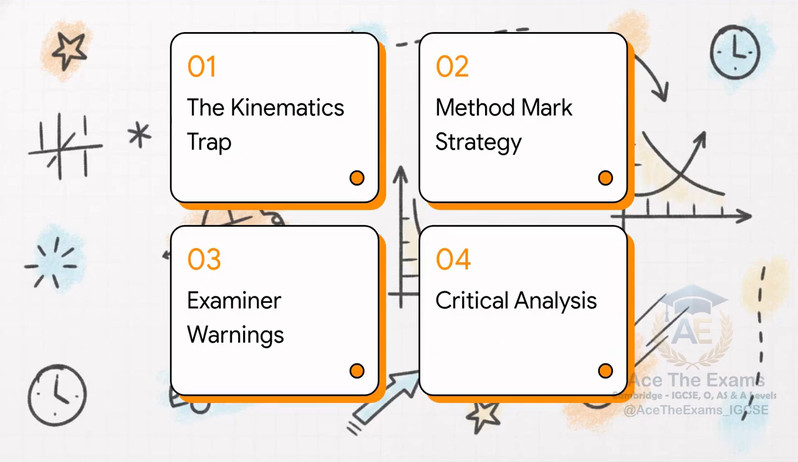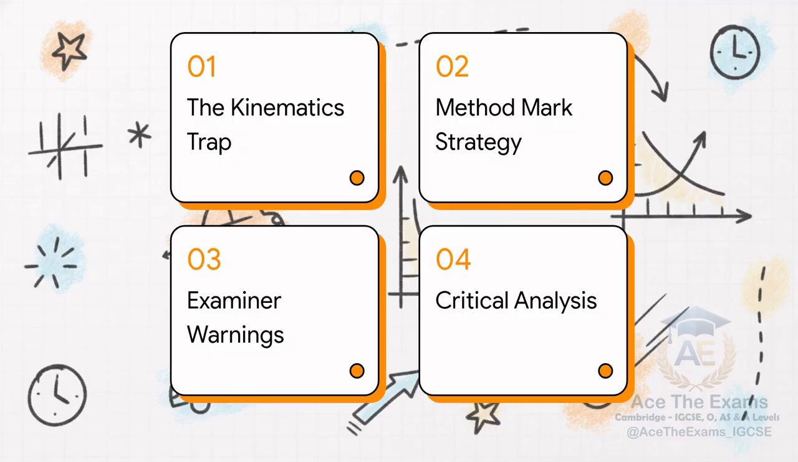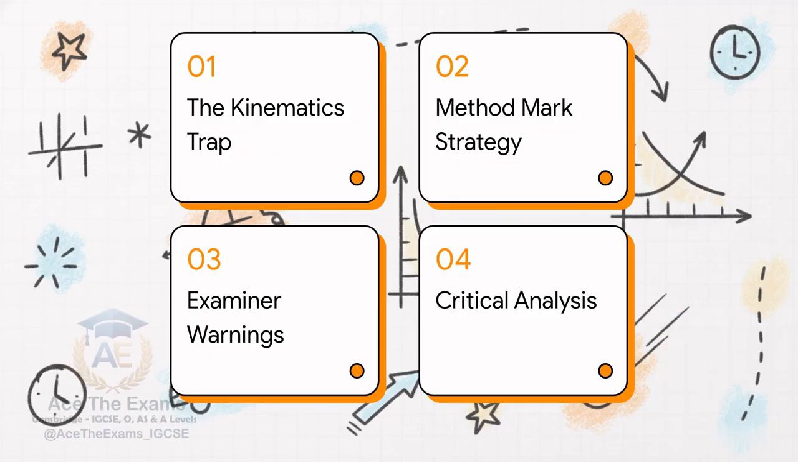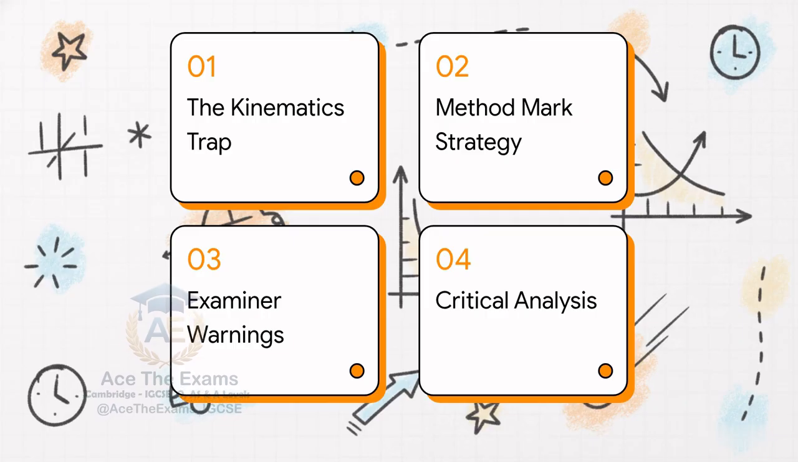To make absolutely sure you never drop those easy marks again, we've put together a very clear roadmap for today's explainer. First, we'll uncover the kinematics trap. Second, we're going to reveal the method mark strategy. Third, we will expose specific examiner warnings. And finally, we will master critical analysis.